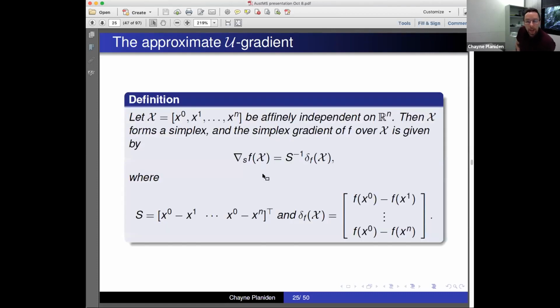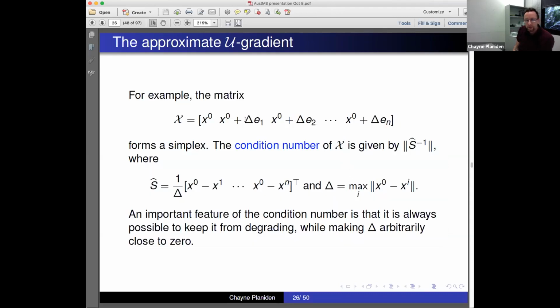Okay. So here are the algebraic details. This nabla S is what we're calling the simplex gradient of the function f over the set X. X is your set of n+1 points. And so you build this n by n matrix S, which has to be invertible, and you take S inverse times this delta. Delta is the vector of the differences of function values, the respective function values that correspond to these points. So that is the simplex gradient, the product of S inverse times delta.